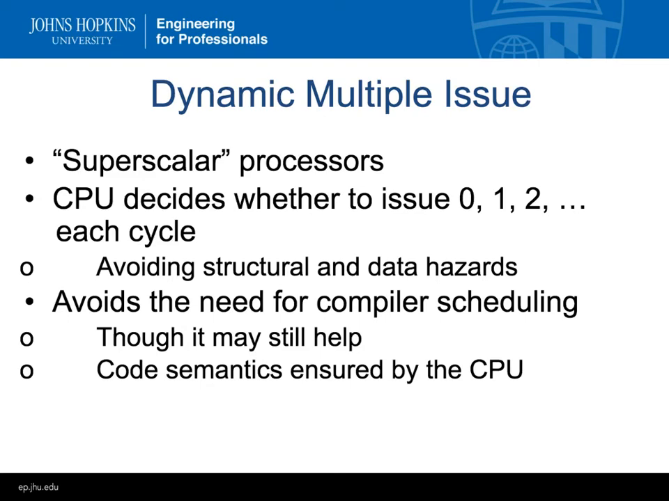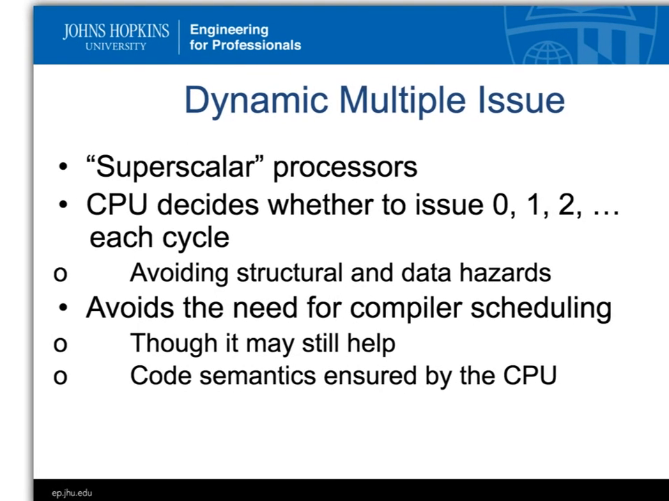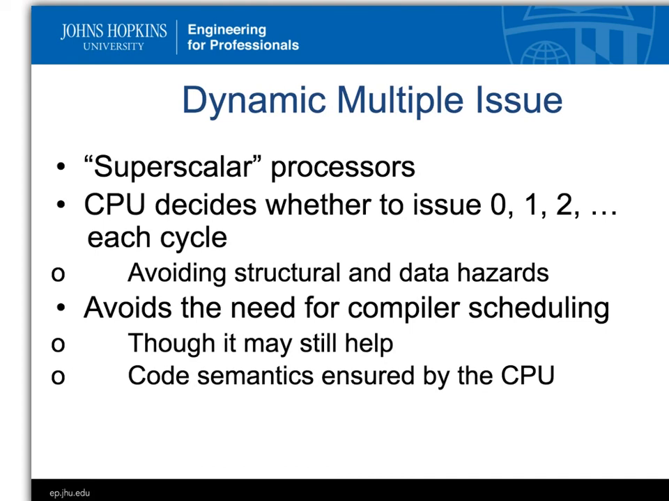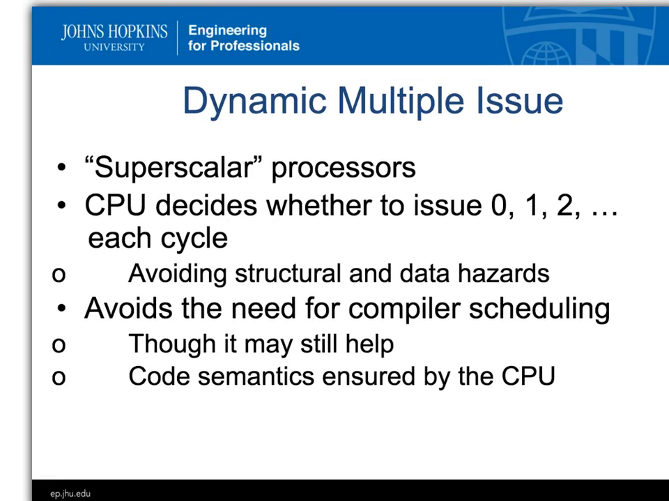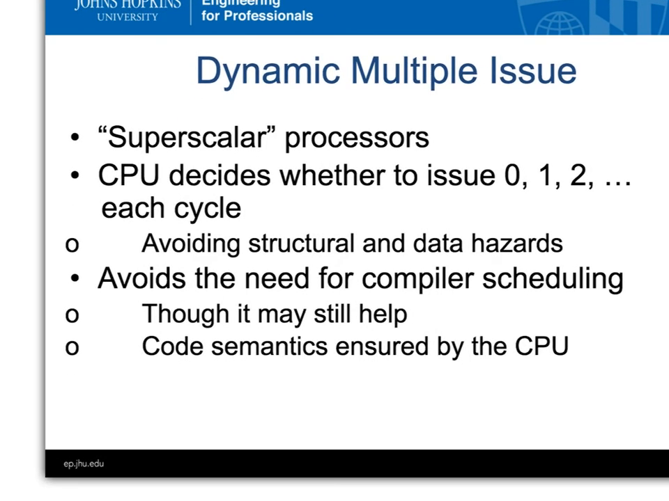The other example that we talked about was called dynamic multiple issue, where we put something in, almost like we queue up instructions and decide which ones to issue. And during each cycle, so each part of the pipeline, we can decide which one moves on.